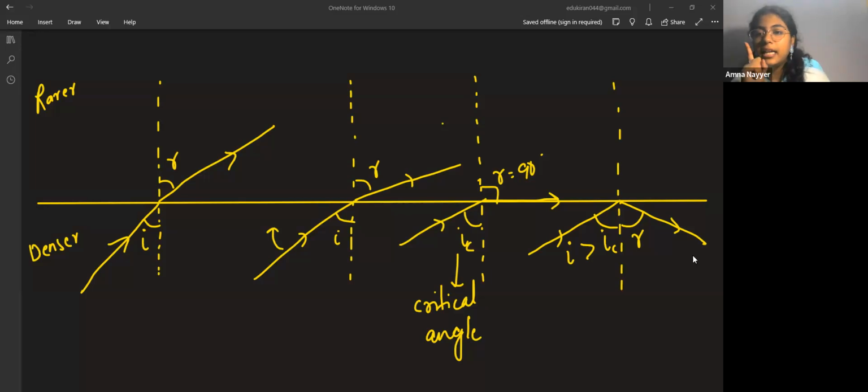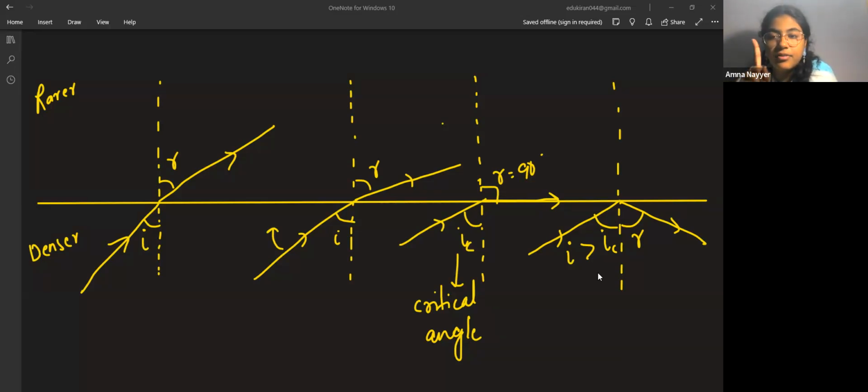First is that the incident ray should travel from the denser medium to the rarer medium. The first criterion is clear to all of you? The ray of light should always travel from denser to rarer medium. If the vice versa is occurring, then total internal reflection will not occur. Second condition is that the angle of incidence has to be greater than the critical angle. If it is equal to the critical angle, the refraction angle will remain 90 degrees. If it is less than the critical angle, refraction will occur. Until it is more than the critical angle, total internal reflection will not occur.